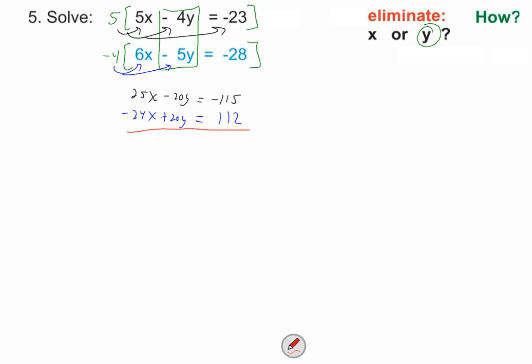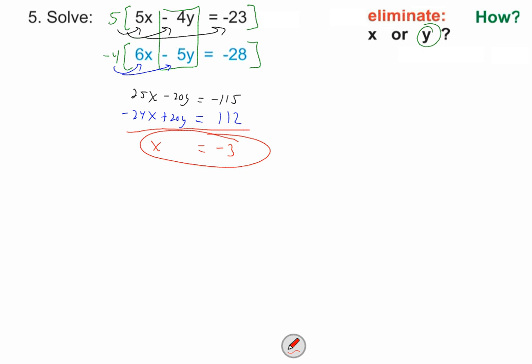Oh, good. Look at that. 25x minus 24x is x. And negative 115 plus positive 112 is negative 3. Look, we don't have to do anything else on that step. x is negative 3. We found the x coordinate of the point of intersection. Cool.